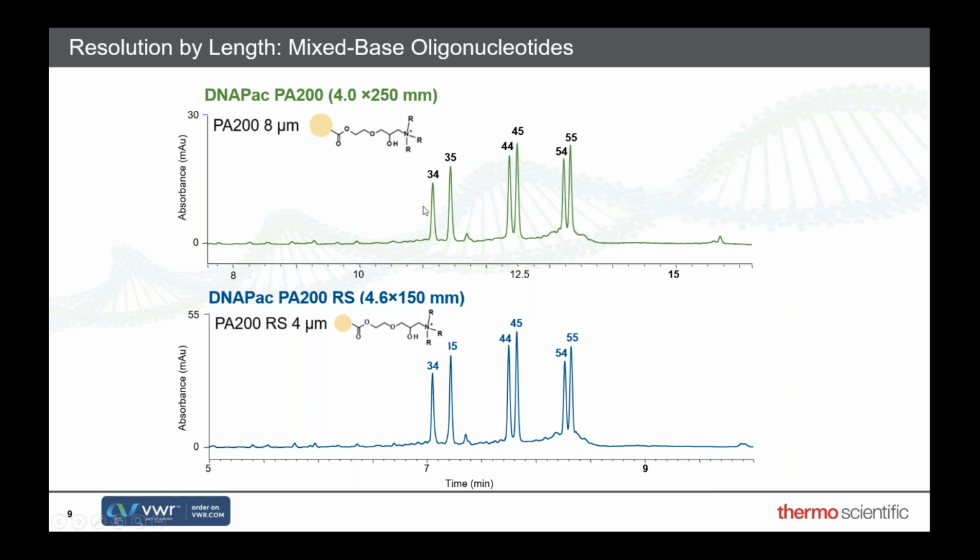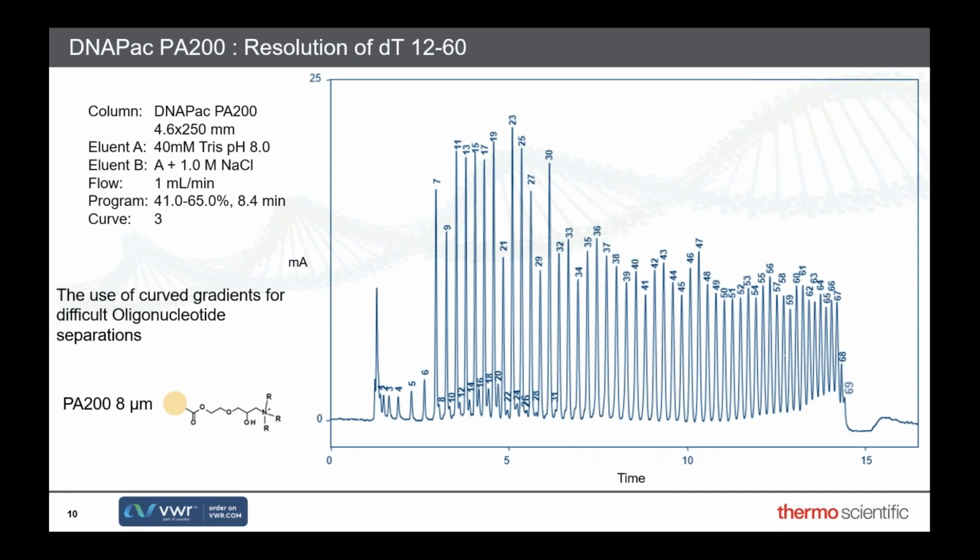And you look at the one below, and you've got the high resolution RS column, and you think, well, resolution's not that much better. But if you look at the time, that's done in 15 minutes. The high resolution one does it in about 9 minutes. This is another example I'd like to give you of a difference between the two columns. This is an example of poly-T. Now, poly-T is a good separation to give you an idea of how good the resolution is.